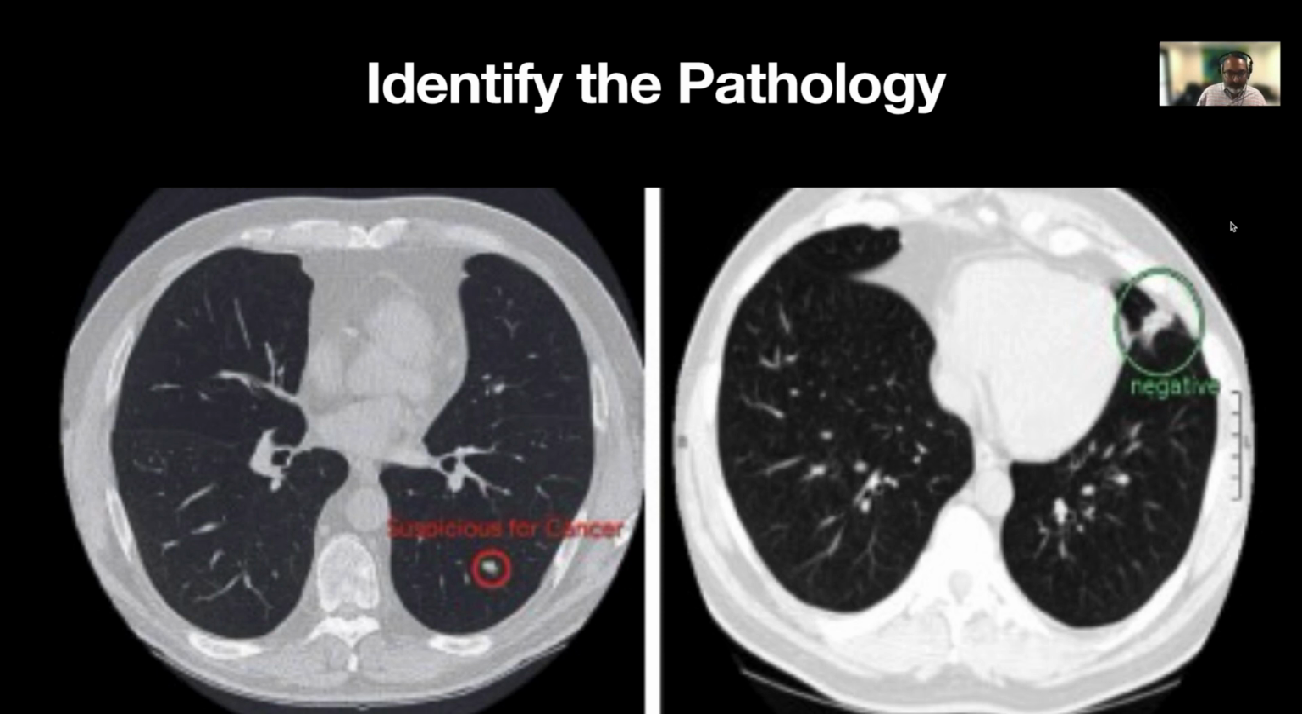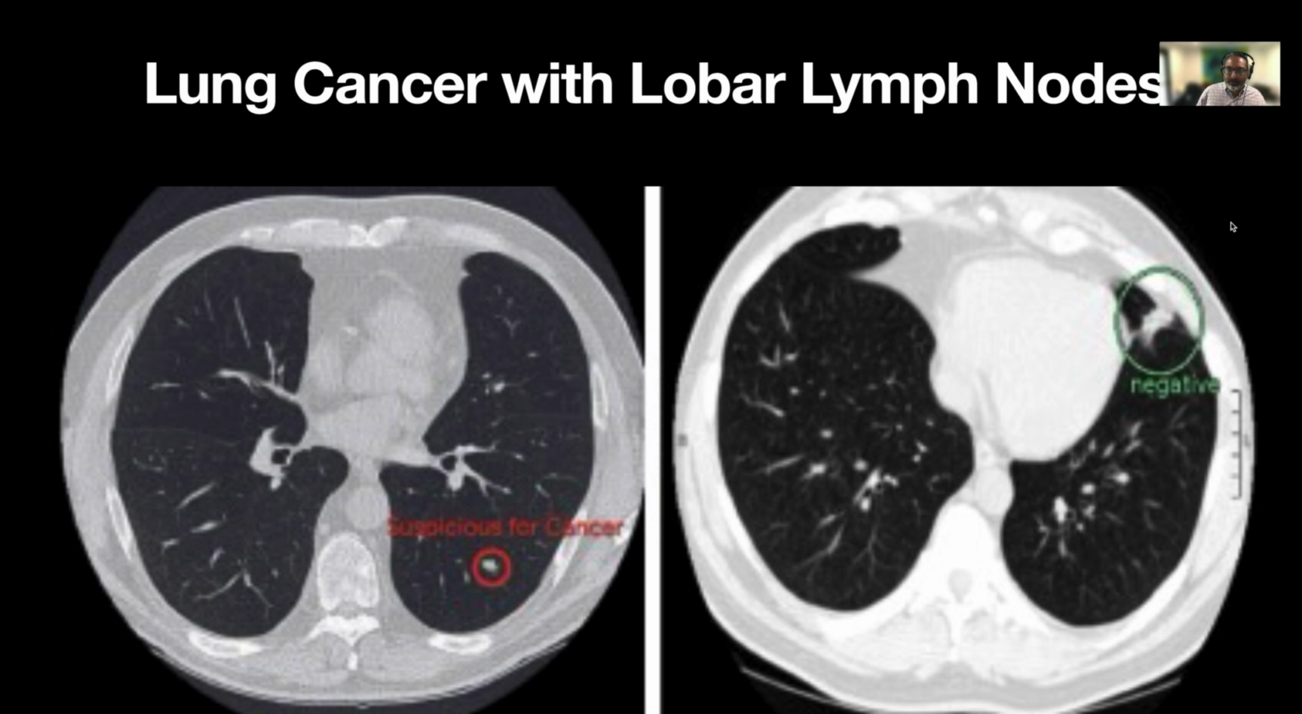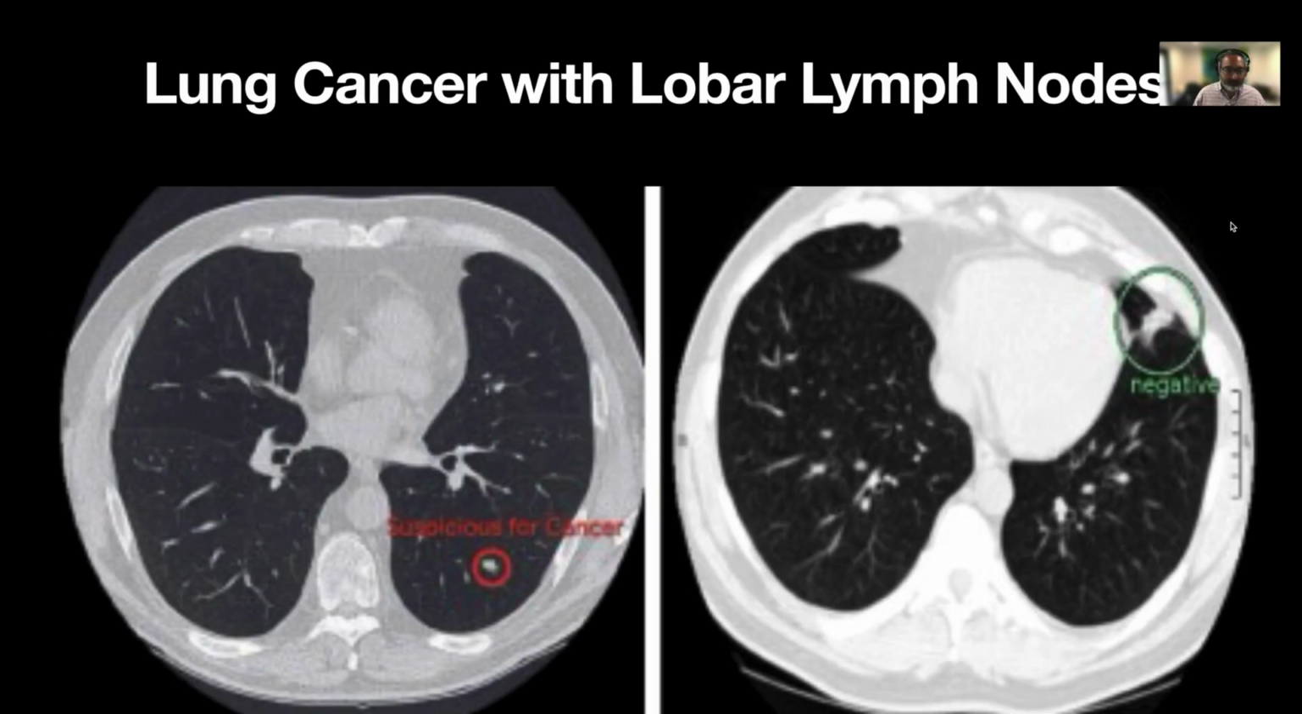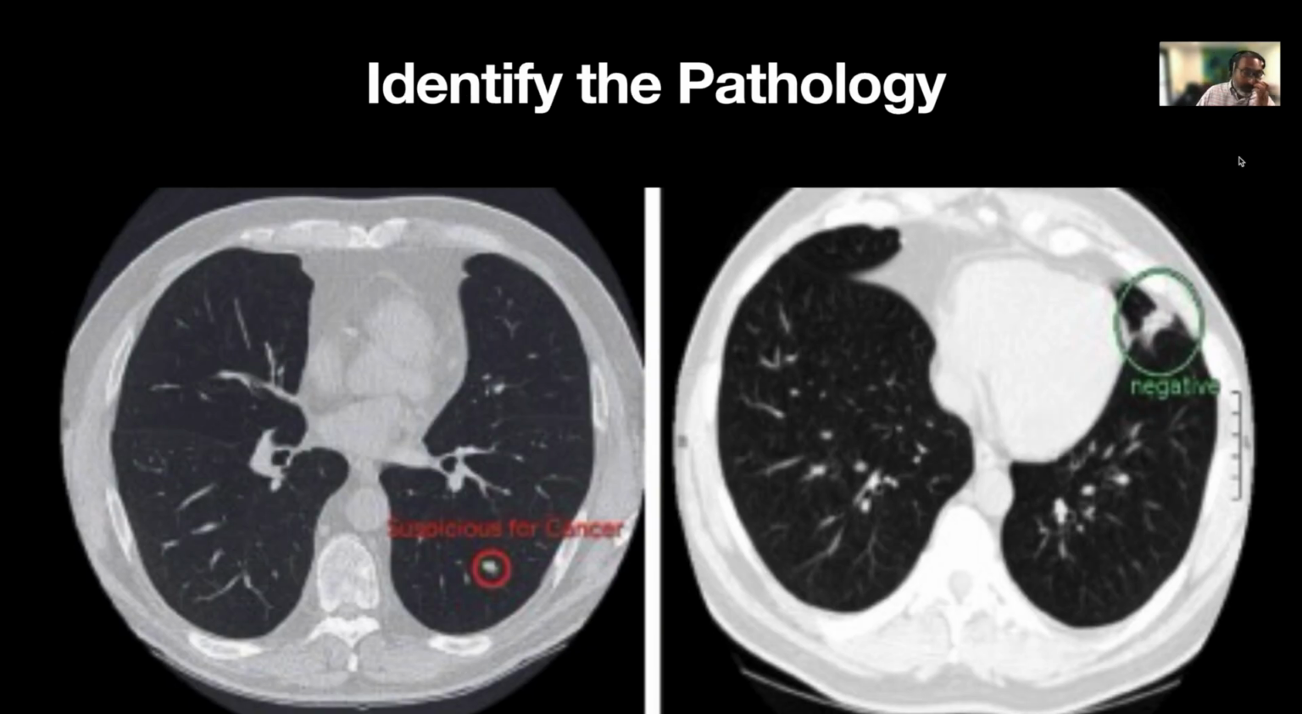Okay. What do you mean identify the pathology? It looks like a cancer to me. But I don't know what I'm trying to ask here. What am I trying to ask here? Lung cancer with lobar lymph nodes. Lobar lymph. Okay. Oh yeah. Oh, absolutely. Oh, I know what I'm trying to identify here. I forget what I'm doing myself.